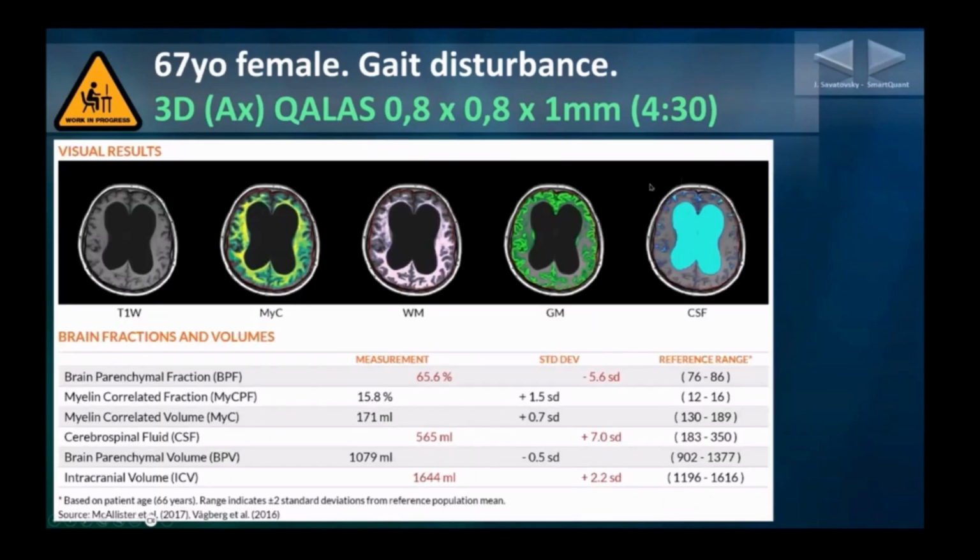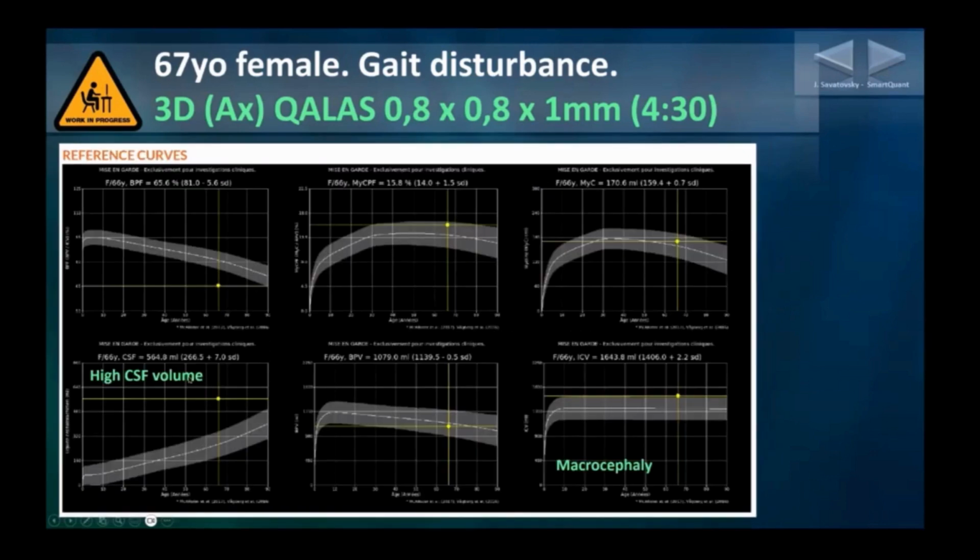And which is very interesting in hydrocephalus is that I will have the CSF volume quantifications. And as you can see in this patient, we have a very high CSF volume. And an additional piece of information that we were not aware of in this patient is that the intracranial volume is also raised. So she has macrocephaly, and it was a clue to diagnose long-standing ventriculomegaly in adults.